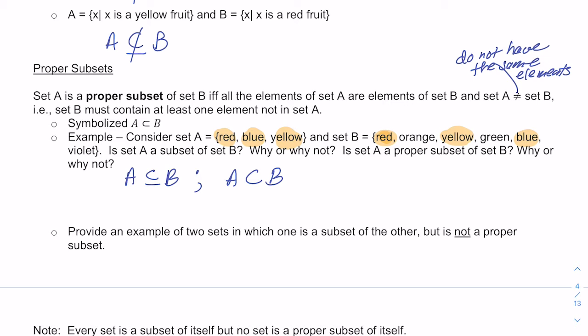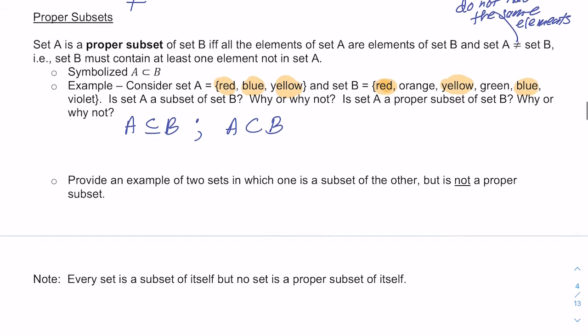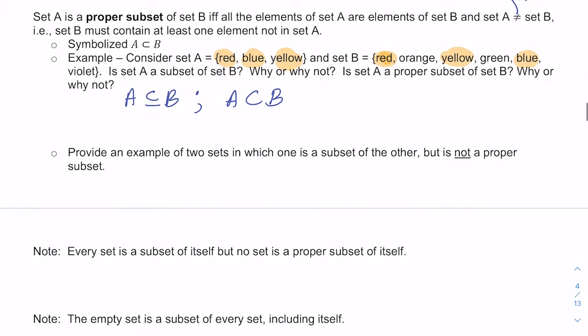Remember that you can pause this lecture at any time if you need to slow down or rewatch something, and also take notes. What I would like you to do right now is provide an example of two sets in which one is a subset of the other but is not a proper subset. So you may pause your video and try to come up with an example, and unpause when you're ready.